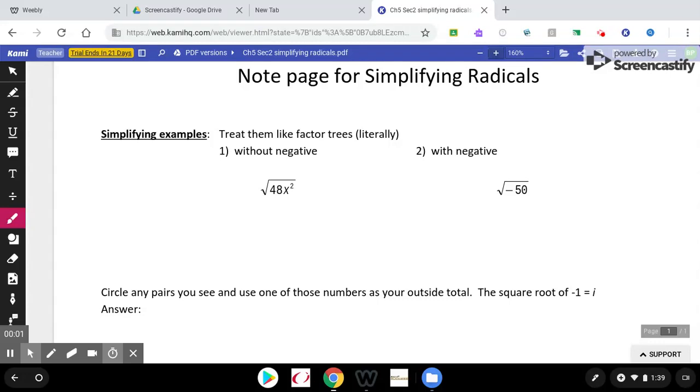Hey guys, this is the section 5.2 notes, but it's just for simplifying radicals. So I've got it subdivided into 3 parts. So this would be the first part.